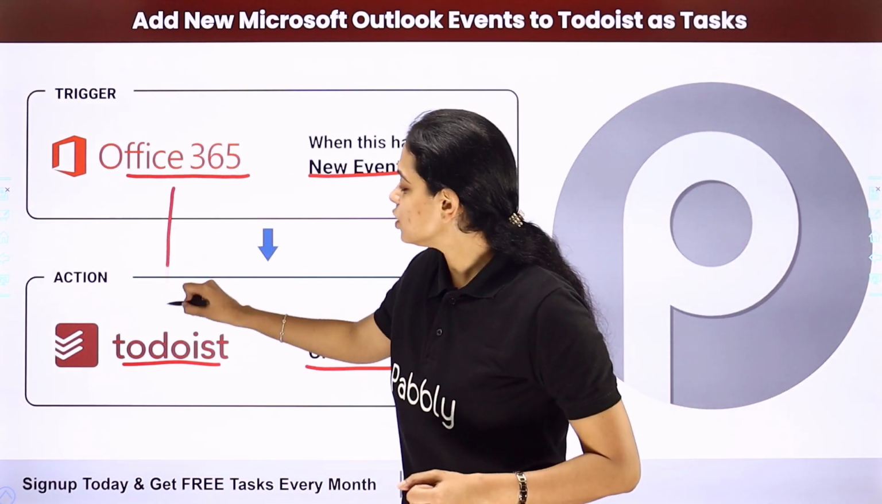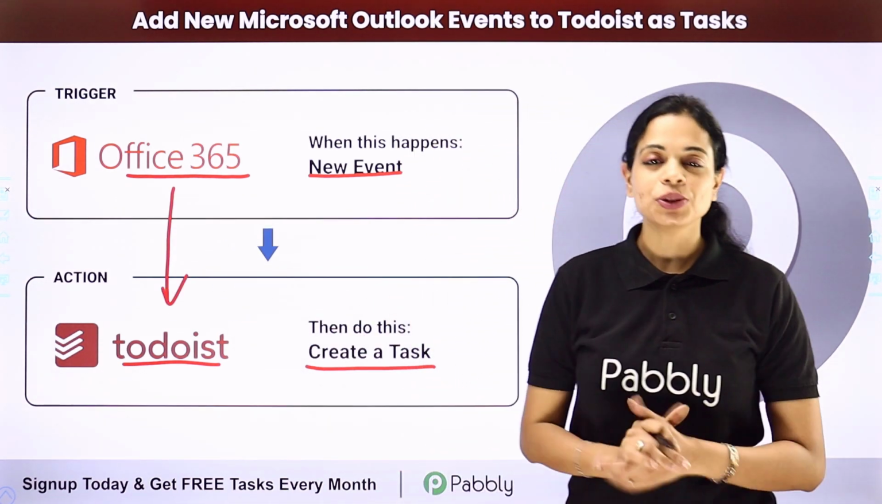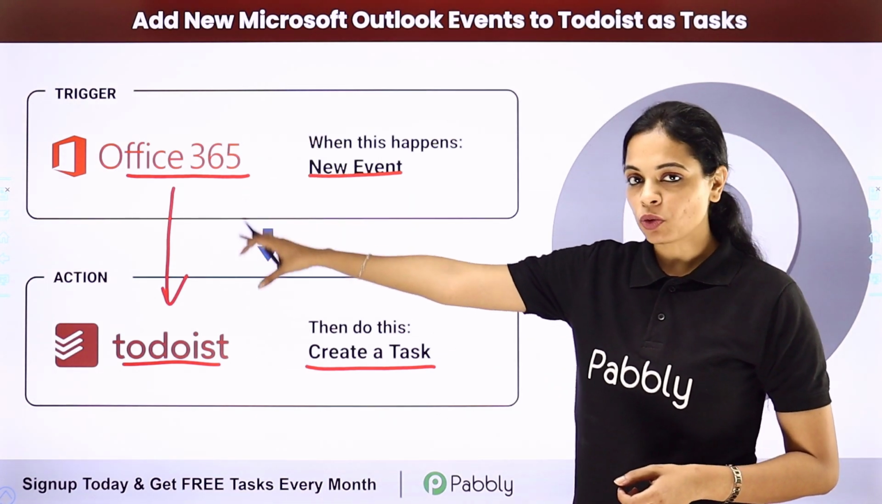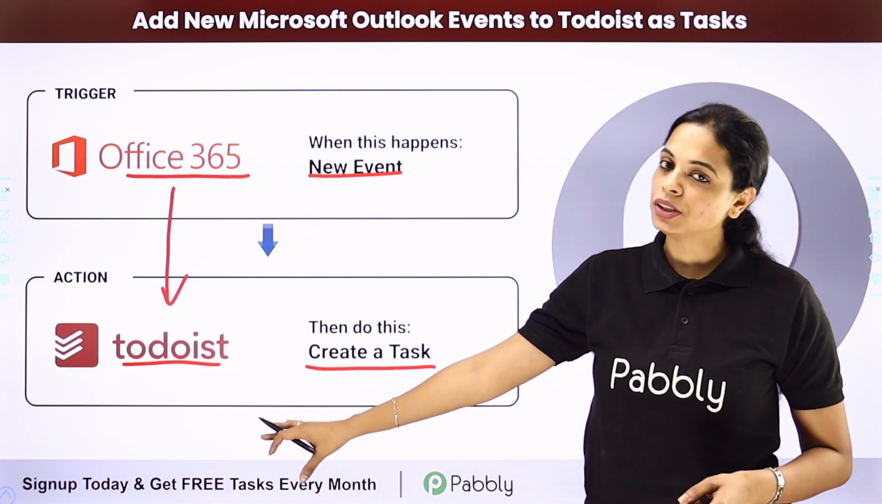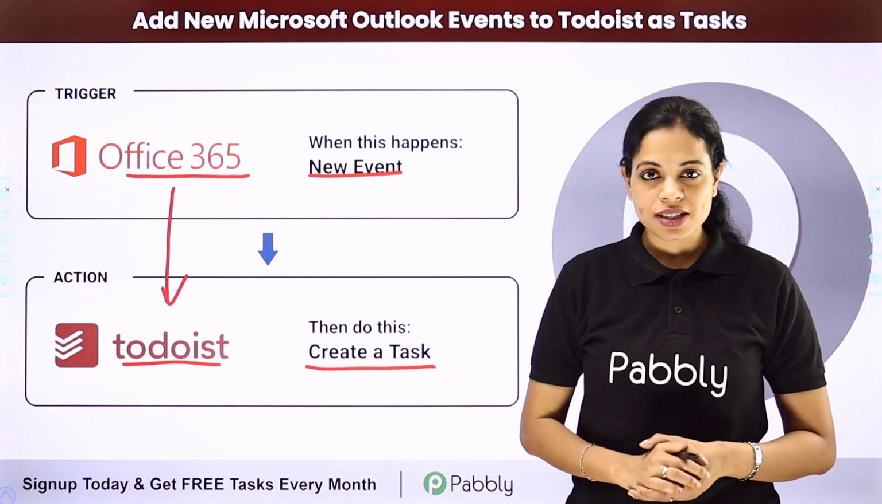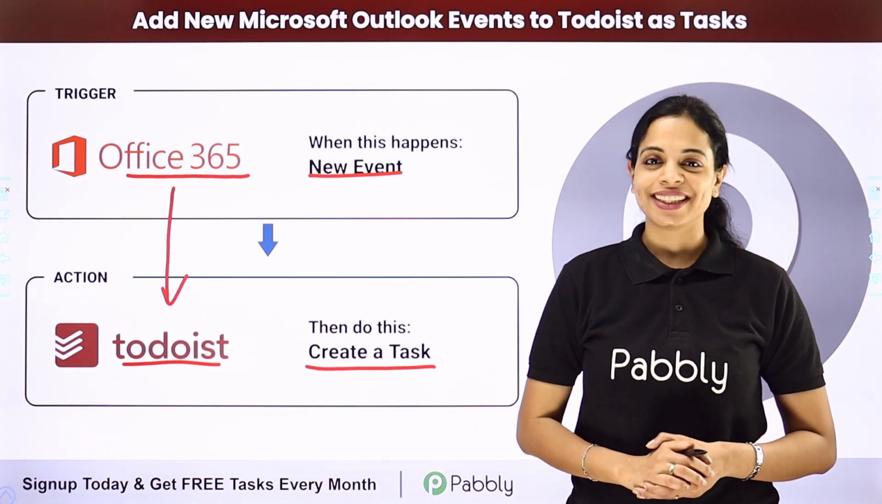Again, you will have to integrate the two applications, and the same thing can be done using Pabbly Connect software. Here your trigger application would be Microsoft Outlook and your action application would be Todoist. Now how can you do this yourself? Integrate and automate this entire process. To understand that, let me take you to my screen.